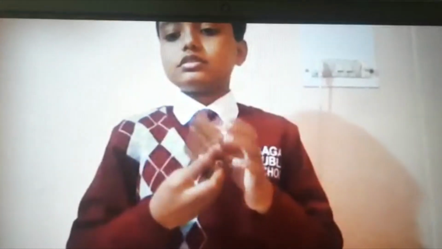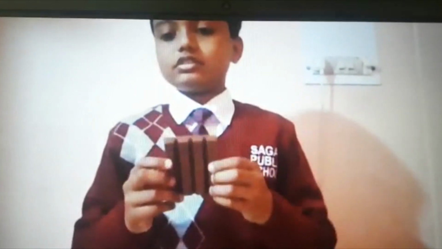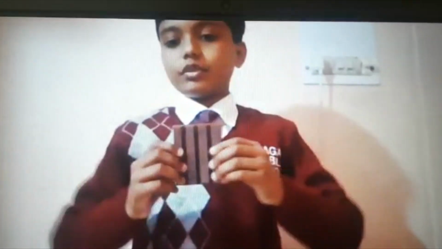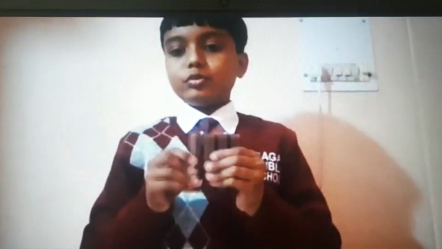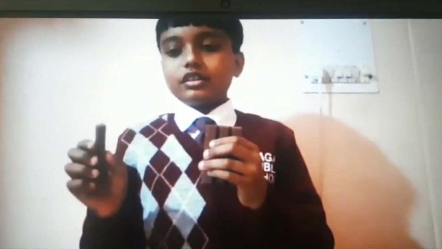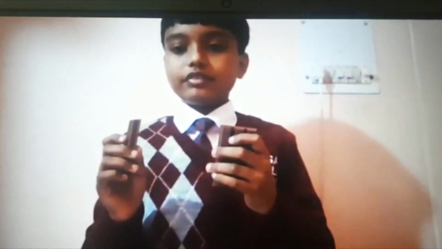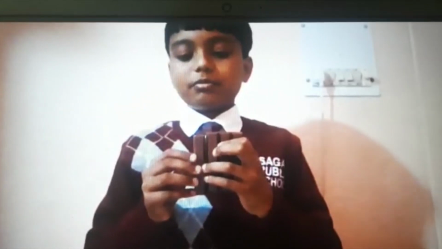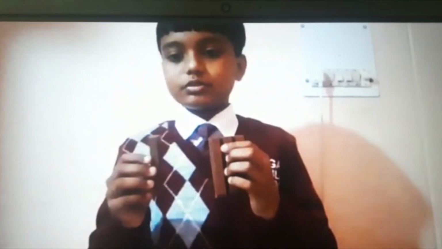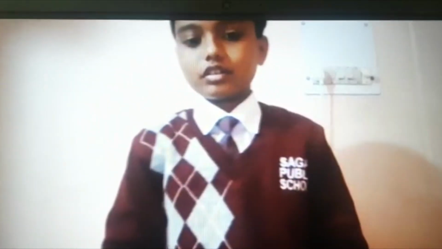Subtraction of like fractions. Here's a chocolate with 4 equal pieces. If I ate 1 piece out of it, how much portion is left? 1 by 4 minus 1 by 4 is equal to 3 by 4.